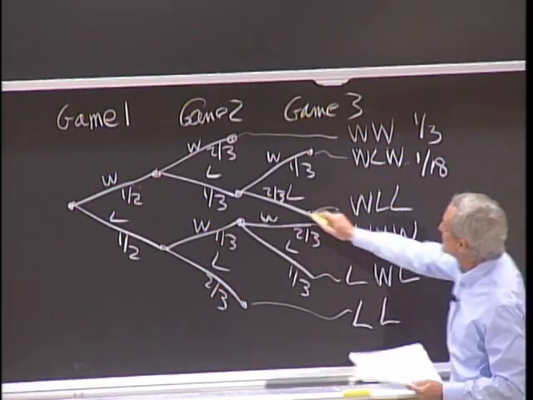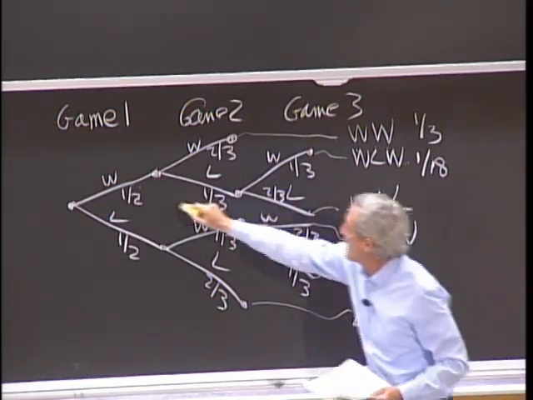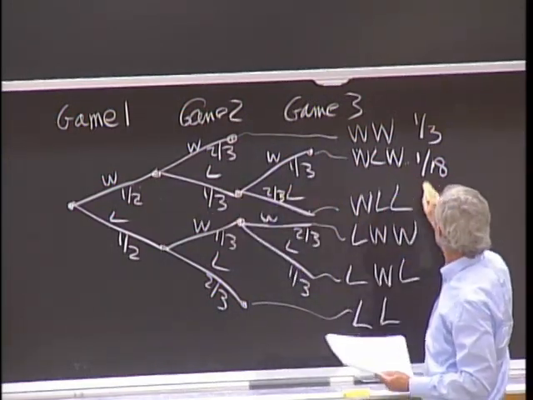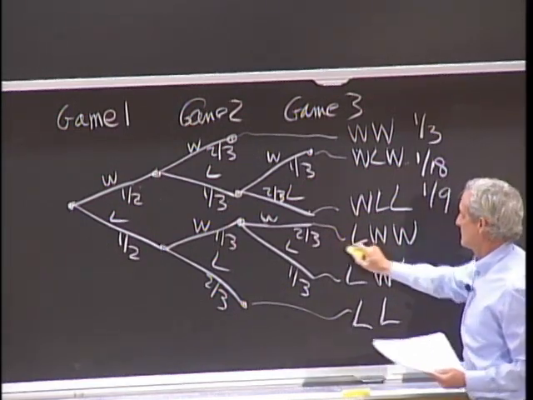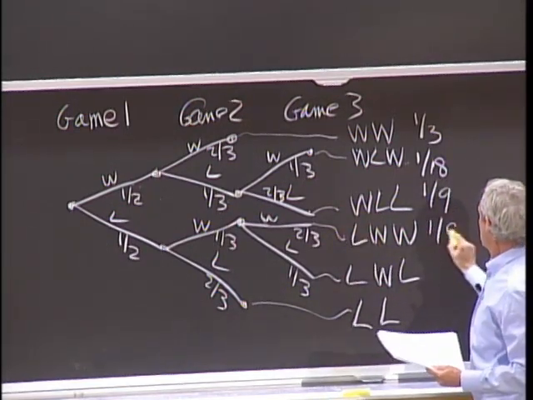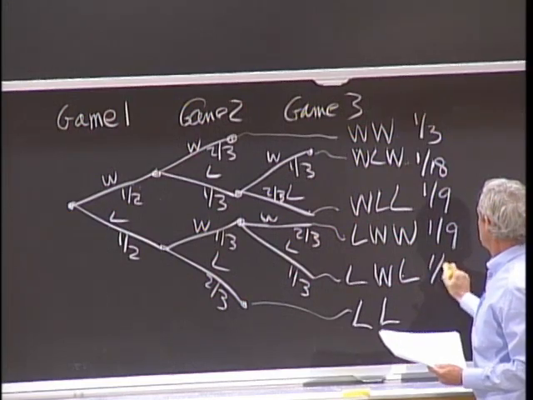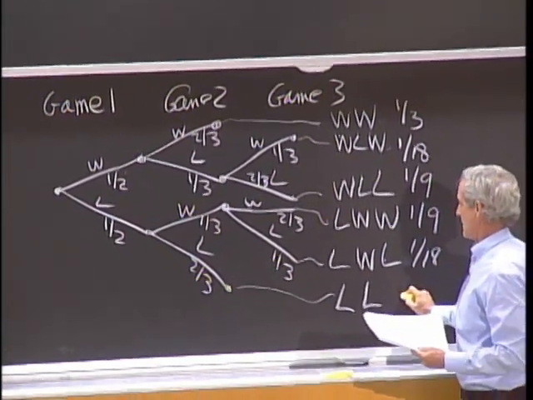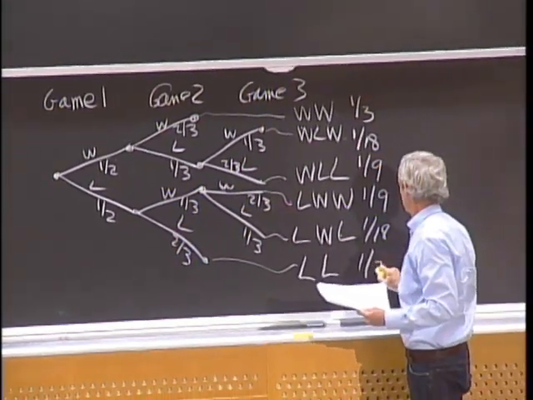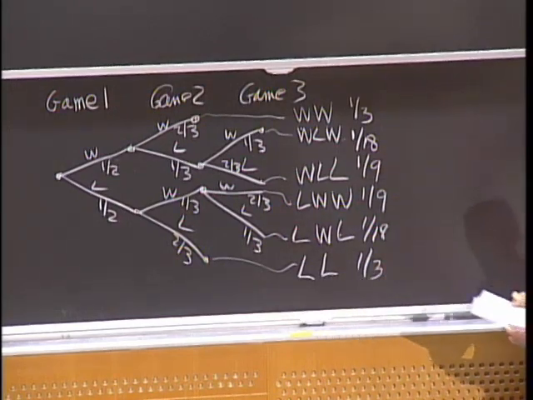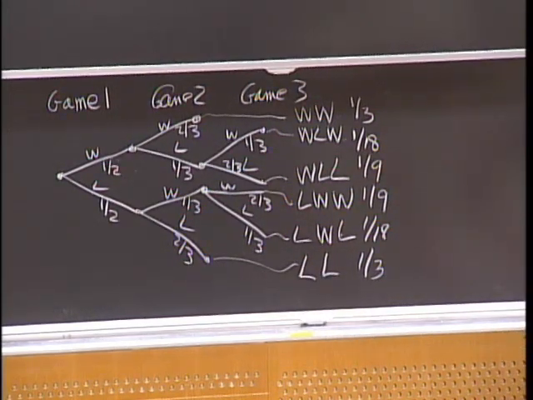OK. All right, so let's fill in the other probabilities here. I got 1/2, 1/3, and 2/3. That's 1/9. Same thing here, 1/9. This is 1/18. And 1/3. OK, so those are the probabilities of the sample points.